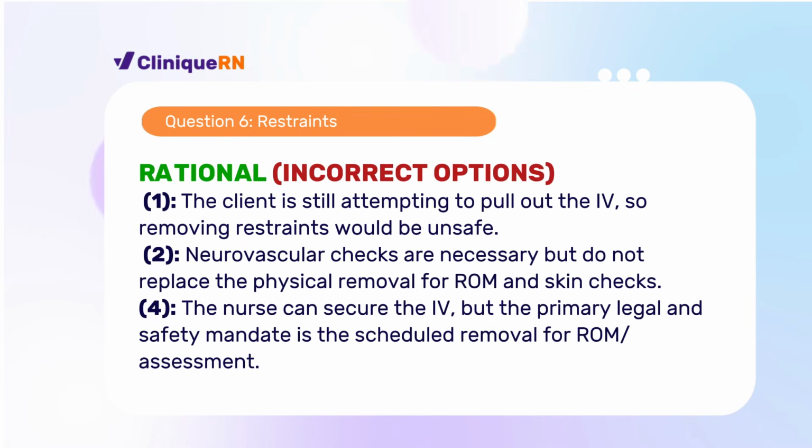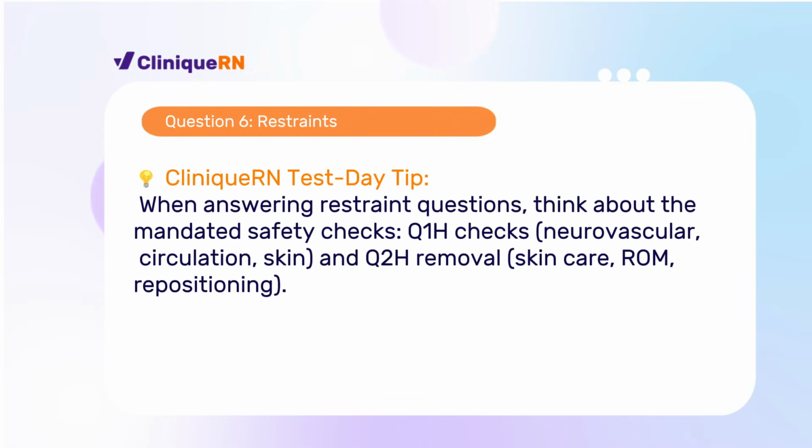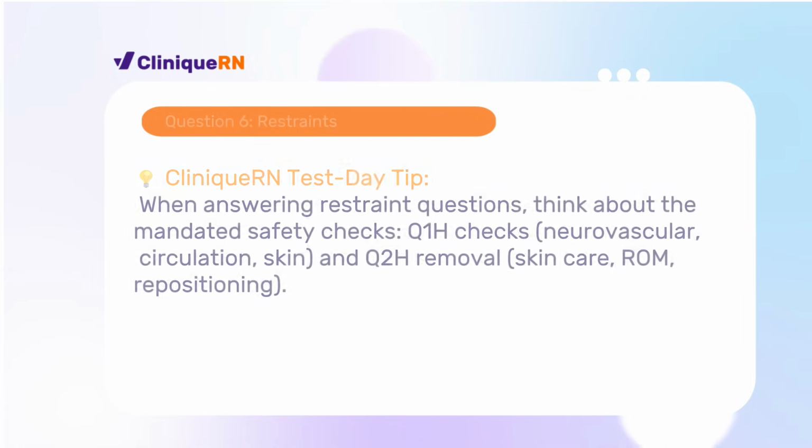Incorrect options. 1. The client is still attempting to pull out the IV, so removing restraints would be unsafe. 2. Neurovascular checks are necessary, but do not replace the physical removal for ROM and skin checks. 4. The nurse can secure the IV, but the primary legal and safety mandate is the scheduled removal for ROM/assessment. Clinique RN Test A Tip: when answering restraint questions, think about the mandated safety checks. Q1H checks: neurovascular, circulation, skin. And Q2H removal, skin care, ROM, repositioning.